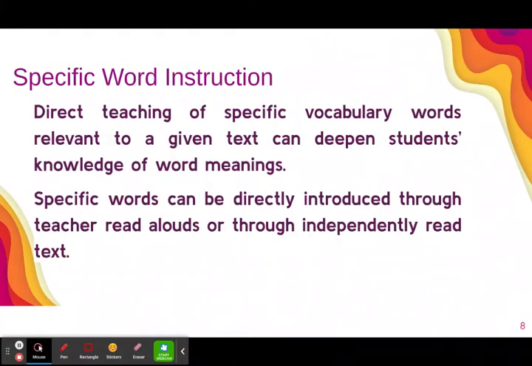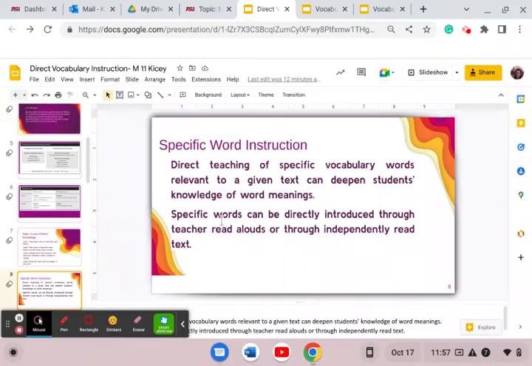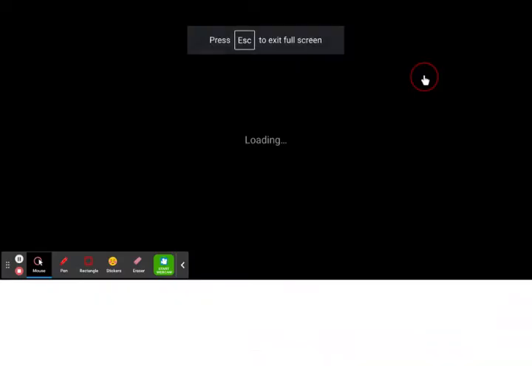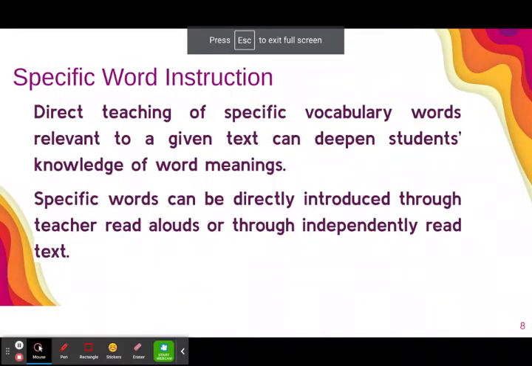So specific word instruction is so important because specific word instruction is directly teaching that word. So you are specifically teaching what that word is, how you say it, what it means, giving context, giving depth and knowledge. So specific word instruction can be directly introduced through teacher read-alouds or through independently read text. But you would have to take a word and then you would teach it.